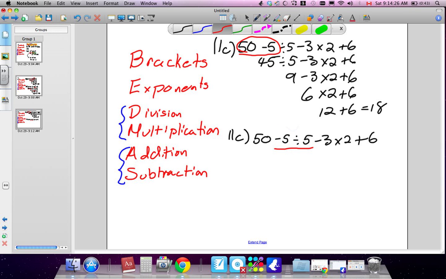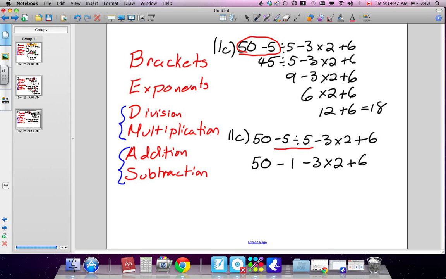So what does that really say now? 50 subtract 1. See how it works out? Then we have minus 3 times 2 plus 6. What's the next thing we cover? Multiplication. So what are we multiplying here? 3 times 2. Or how could I think of it? Negative 3 times 2. Great. So what would negative 3 times 2 be? Negative 6. So we have 50 minus 1.